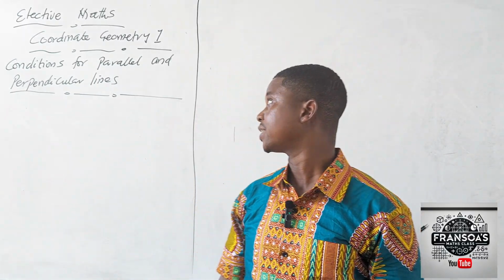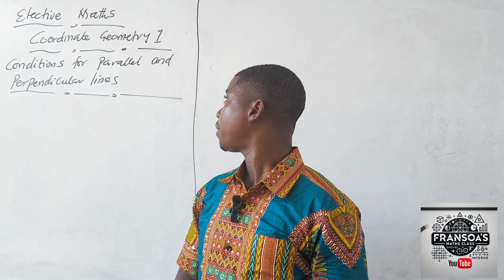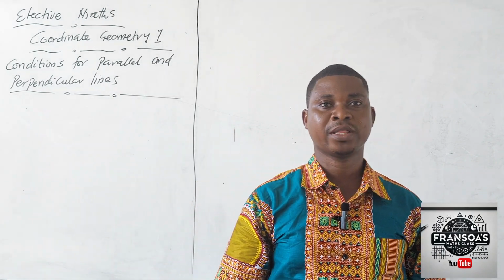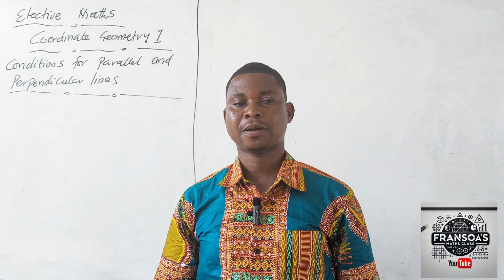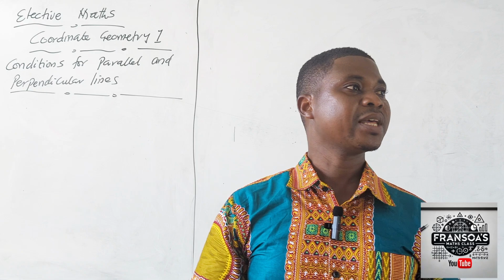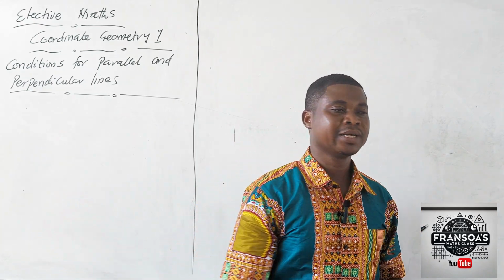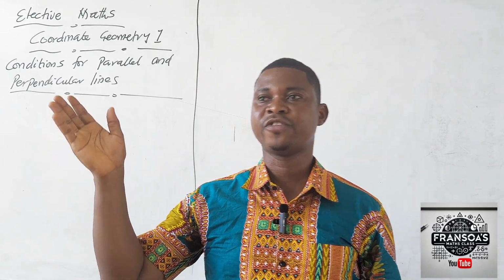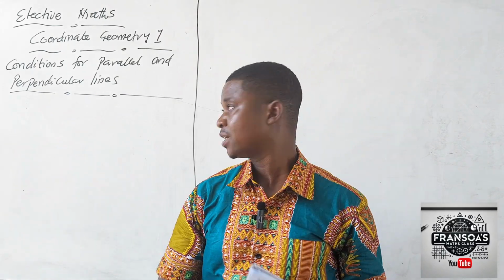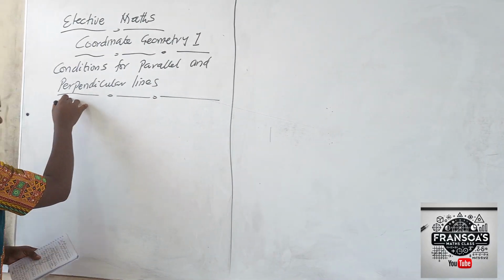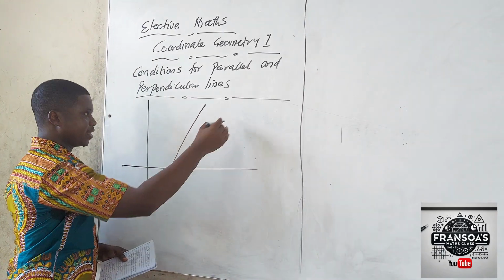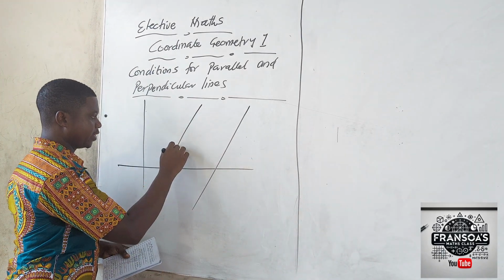Today we are going to look at conditions for parallel and perpendicular lines under coordinate geometry 1. When you look at parallel lines, we say that when two lines are parallel, it means both of the lines are inclined to the positive x-axis. So when you have this plane, you have this line and that line.